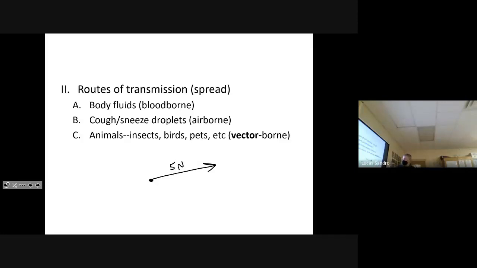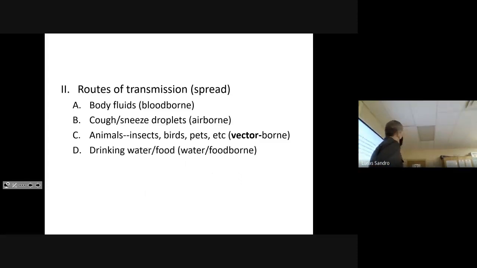And so, if you just picture this being the little mosquito, and this being a person with malaria, and this being another person without malaria, you get the idea, right? It's a vector. It transfers the disease in a particular direction. Birds, rodents, dogs, all can serve as vectors.